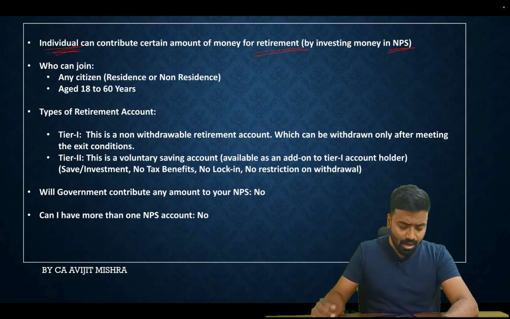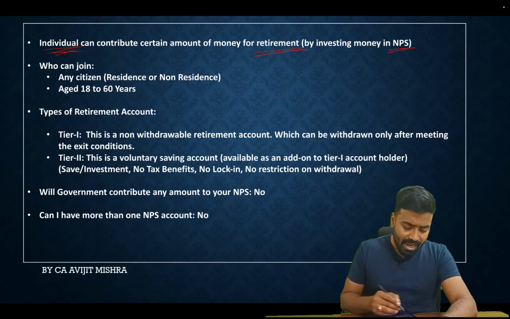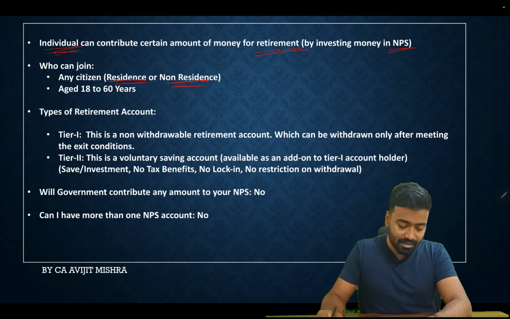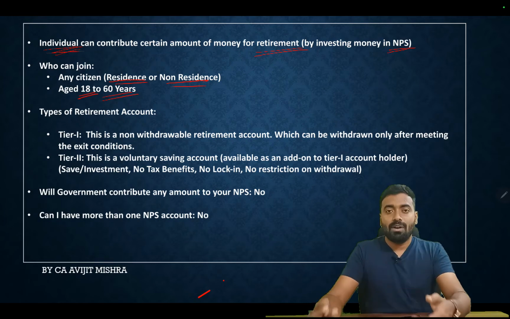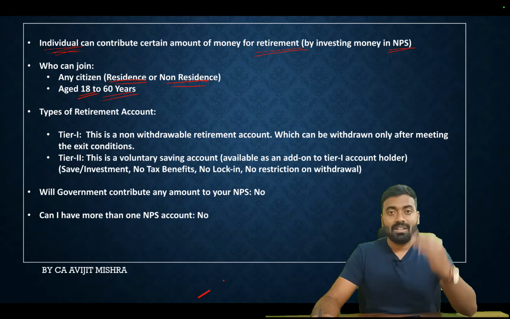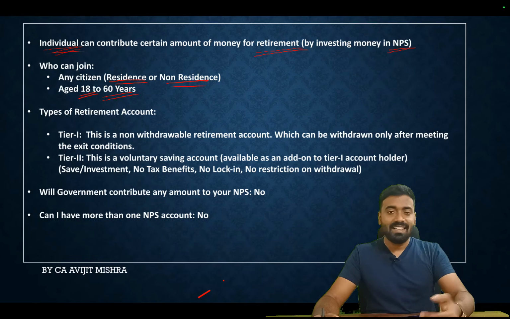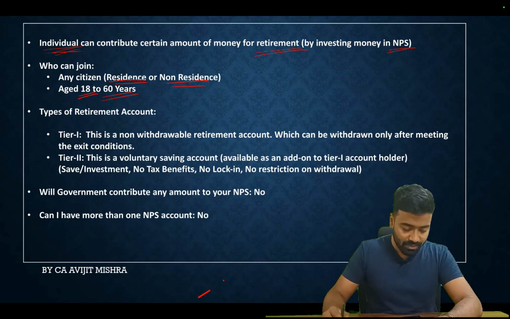The second question: who can join? Who are the people who can join this National Pension Scheme? Any citizen, whether a resident or a non-resident, can invest money under the National Pension Scheme, subject to the age restriction: the starting age is 18 and the upper age is 60. That means if your age is between 18 and 60, whether you are staying in India or outside India, you can take this benefit and invest your money under the National Pension Scheme. So that is the second question.